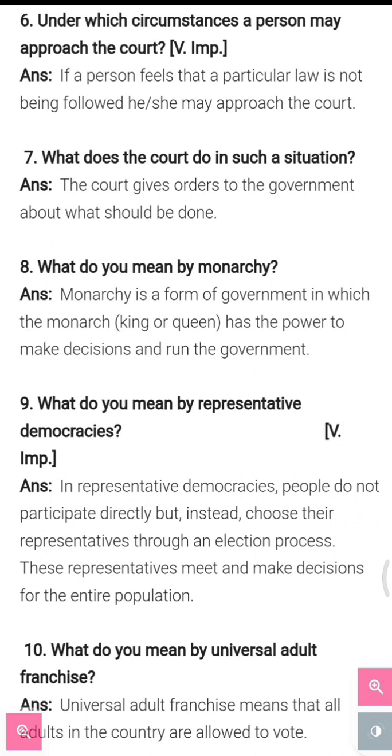Question number 9. What do you mean by representative democracies? Answer. In representative democracies, people do not participate directly but instead choose their representatives through an election process. These representatives meet and make decisions for the entire population. Question number 10. What do you mean by universal adult franchising? Answer. Universal adult franchising means that all the adults in the country are allowed to vote.